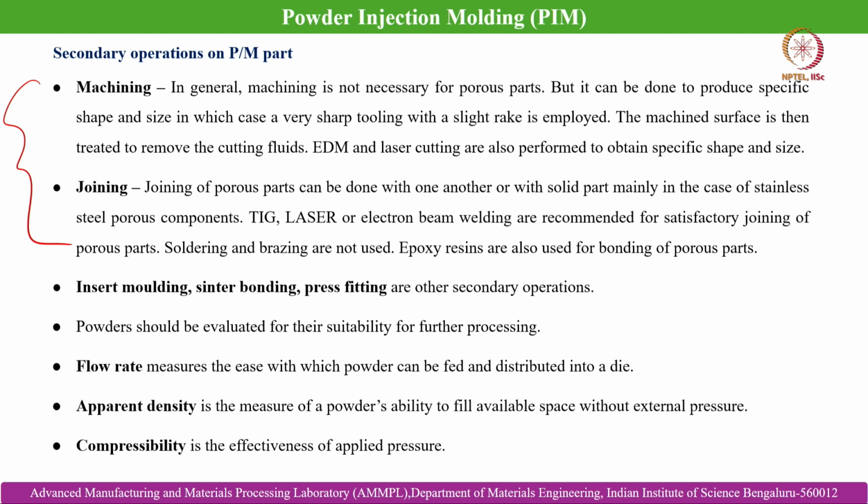But in case of the basic essence of the powder injection molding technique, the goal is mostly to get the net shape part. So, in that case we do not deal with any post operations such as machining or joining.